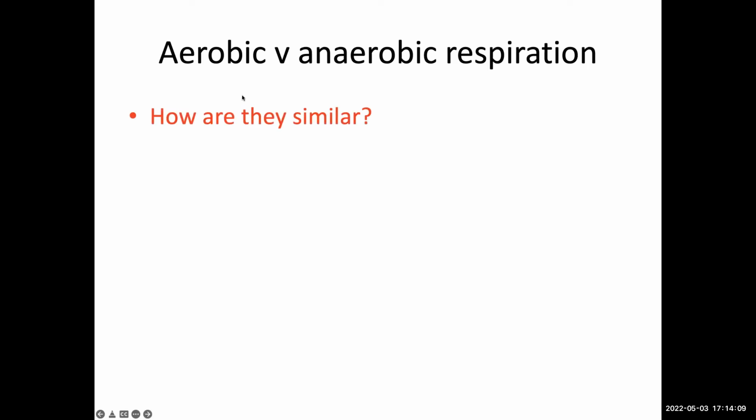So if we think about the 2 forms of respiration, and we briefly reviewed this last time, aerobic versus anaerobic, what is similar between all forms of respiration? What pathways do they both rely on, or what would you say is similar between these pathways? There's not just one right answer to this, but what would you say? Put that into the chat.